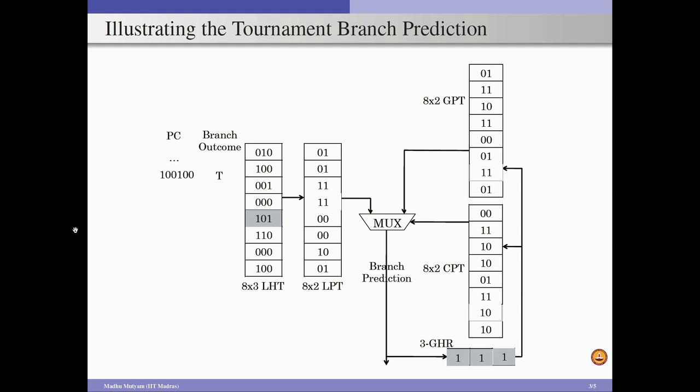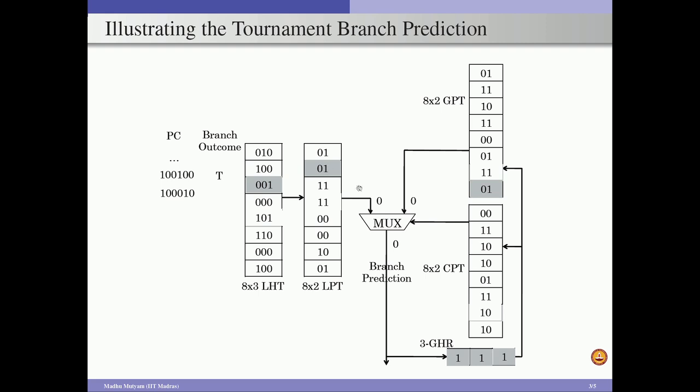Now that it is completed, we will go to the next branch, which is pointing to a different location in our LHT, because the LSB 3 bits here are 0, 1, 0, which is different from the previous instruction's LSB 3 bits, which were 1, 0, 0. Once this is 0 1 0, we are indexing into the second entry in our local history table, which has the value 0 0 1. Once this 0 0 1 is there, we will go to the first location in our LPT, and this has the value 0 1.